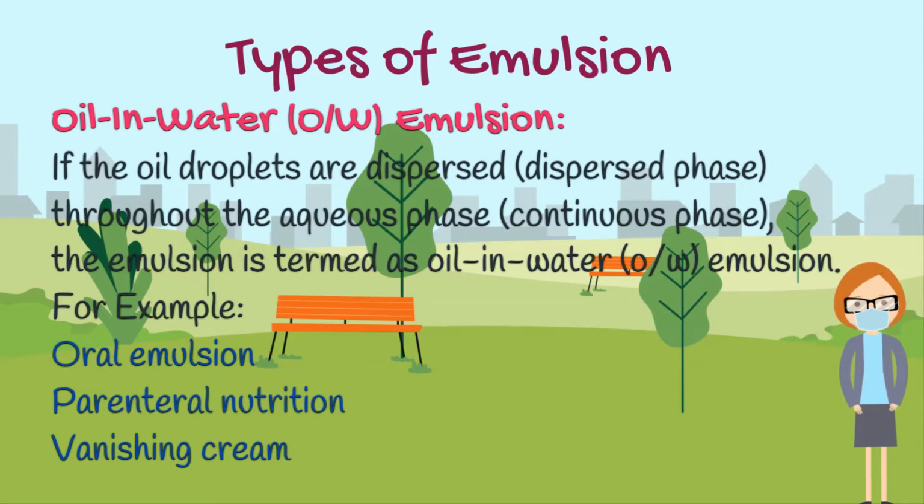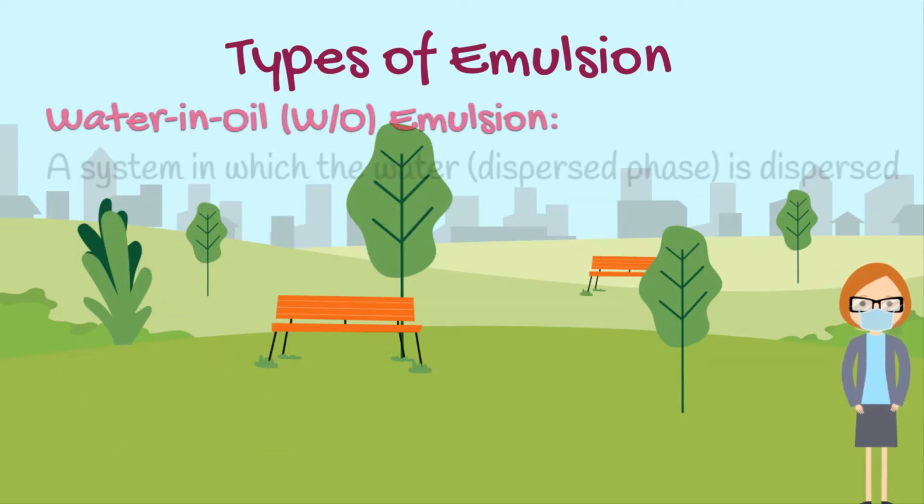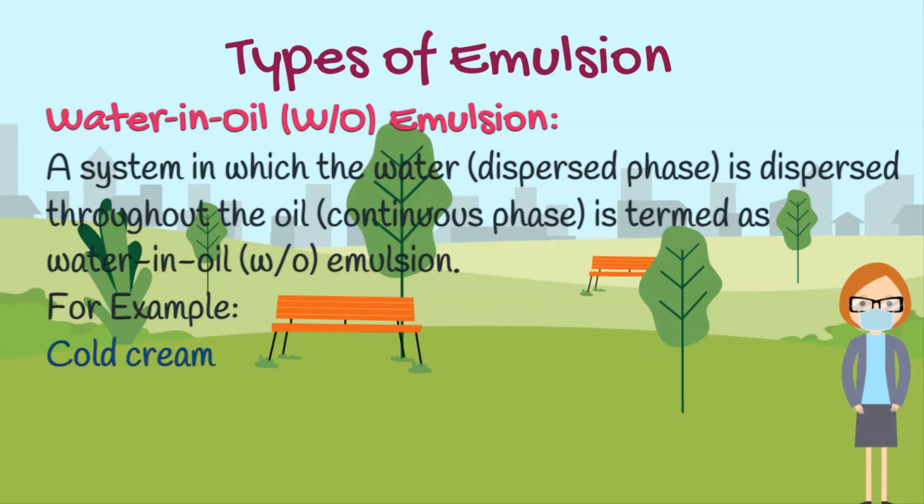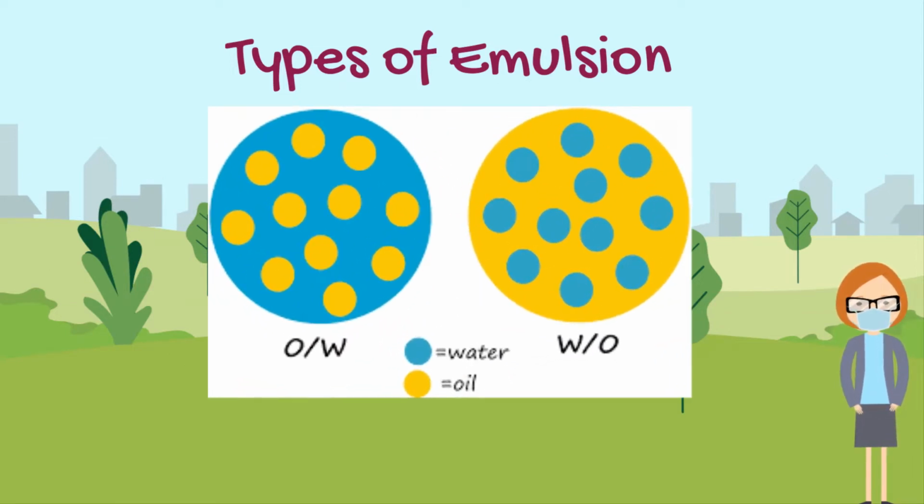For example, oral emulsion, parenteral nutrition, vanishing cream. Water and oil emulsion. A system in which the water, that is, the dispersed phase, is dispersed throughout the oil, that is, the continuous phase, is termed a water and oil emulsion. For example, cold cream. Here is the diagram for comparison of these two types of emulsion.